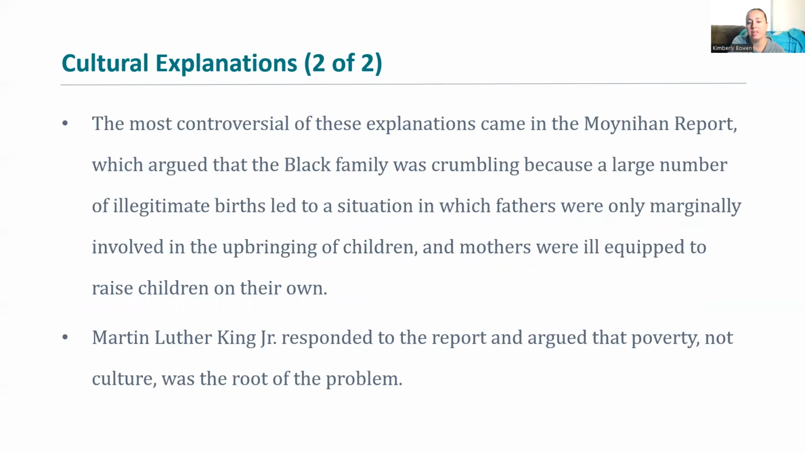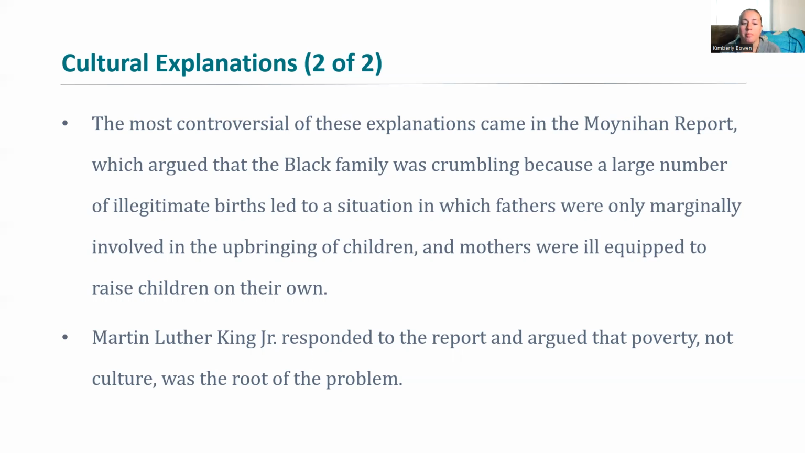Most controversial of these explanations came from the Moynihan report, which argued that Black families were crumbling because of a large number of illegitimate births, led to a situation in which fathers were only marginally involved in the upbringing of their children, and mothers were ill-equipped to raise children on their own. This was exceedingly biased in its understandings, and it also didn't account for the amount of injustice that was happening in the judicial system when it came to Black men and their rate of arrest and incarceration comparatively for the same crimes.